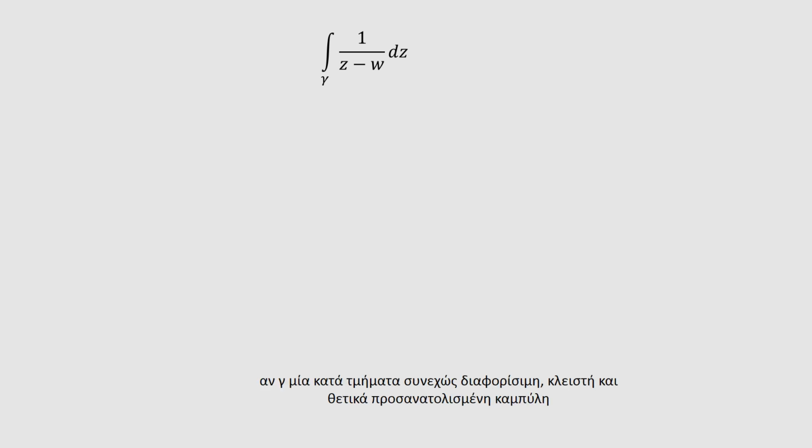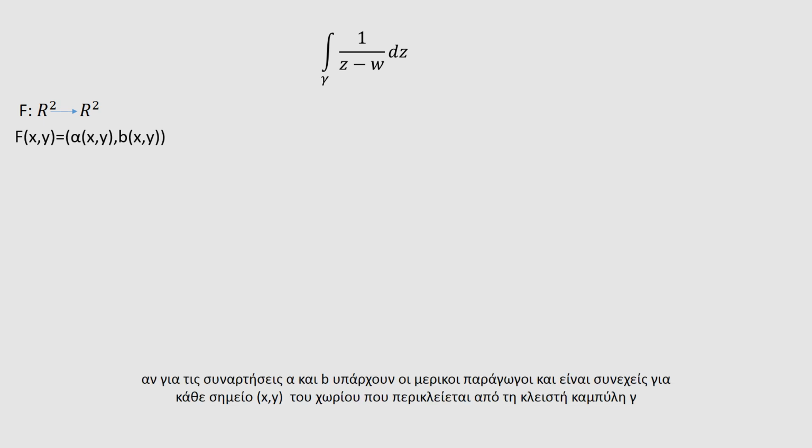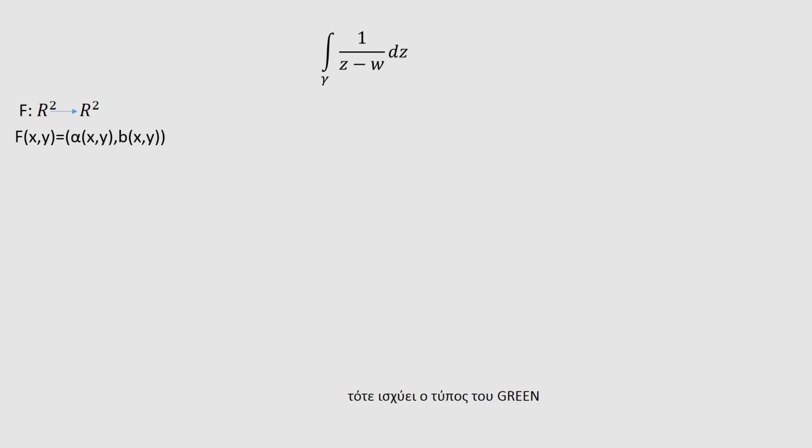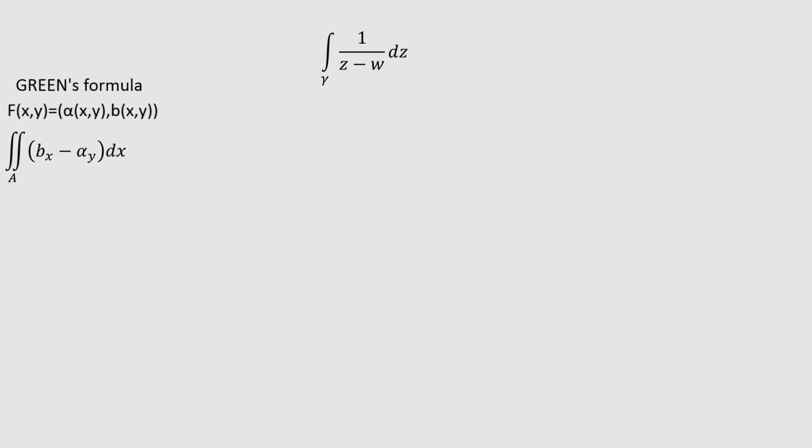If gamma is a piecewise continuously differentiable, closed and positively oriented curve, and f a function, if for the functions a and b the partial derivatives exist and they are continuous for every point of the region enclosed by the closed curve gamma, then Green's formula holds, where alpha is the region enclosed by the curve gamma.